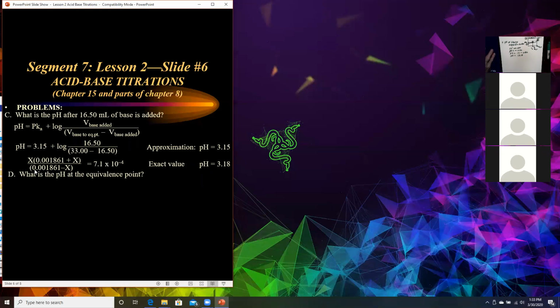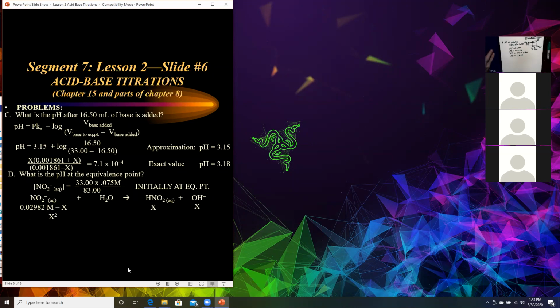Again, I'm just showing you the result, but you should know how to do the approximation like we've done up here. And equivalence point pH, we've got that many milliliters of that molar over a total of 83, actually at the equivalence point. So this is our concentration minus X, and X and X. X squared over that concentration minus X is Kw over Ka. We do the calculation, approximations, you get 6.481 times 10 negative 7th, and the pH is 7.81 is what you would get.